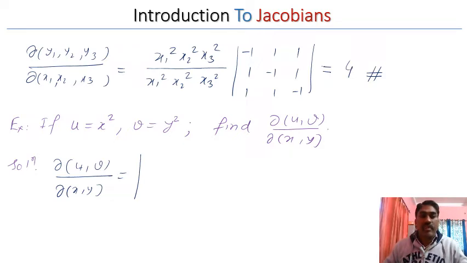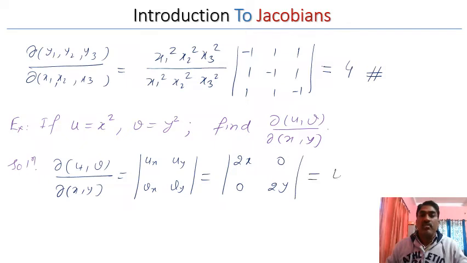So first element will be del u by del x, second element will be del u by del y, then del v by del x and del v by del y. So we have del u by del x is 2x, del u by del y is 0, del v by del x is 0, and del v by del y is 2y. So our answer is 4xy.